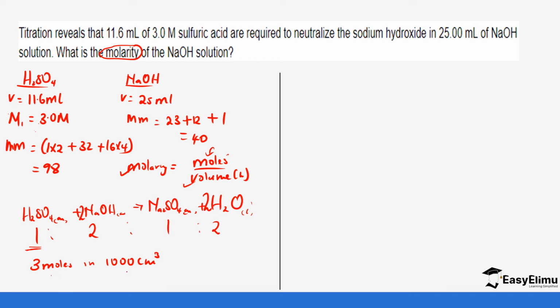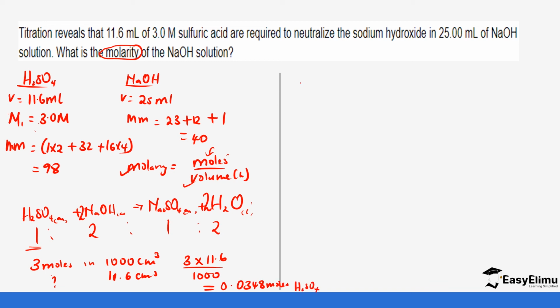So 3 moles are in 1,000 centimeters cubed. What about in 11.6 centimeters cubed? Remember, mL is the same as centimeters cubed. So how many moles are those? So it is 3 times 11.6, you divide by 1,000, which gives us 0.0348 moles. And these are the moles of sulfuric acid.